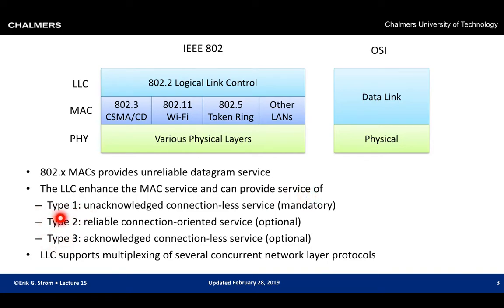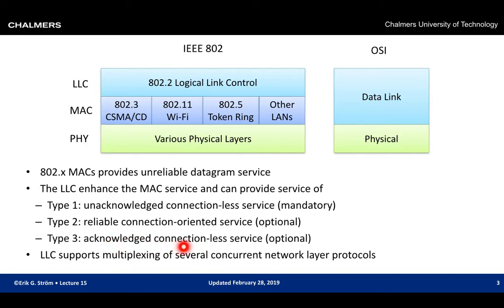Type 1 is the most used one, and that basically does nothing. It just provides unacknowledged connectionless service of packets. So packets go down here and LLC guarantees nothing. Right? There are also type 2 and type 3 possibilities, where type 2 is a reliable connection-oriented service. This is optional. And an acknowledged connectionless service, this is optional.